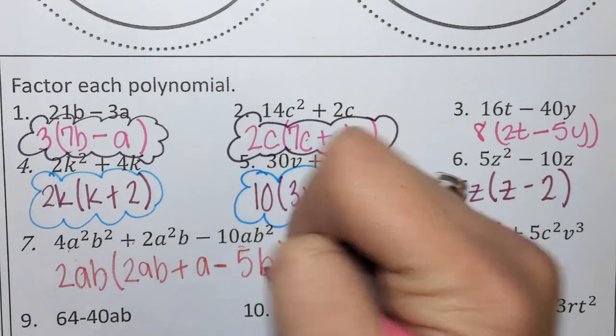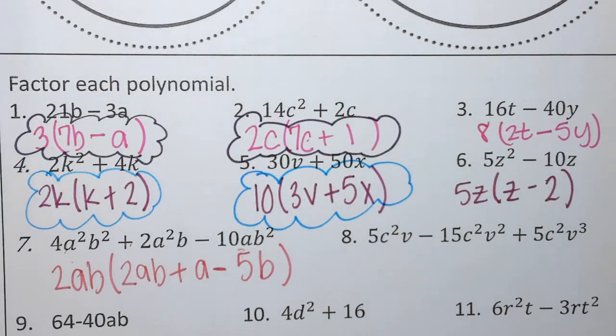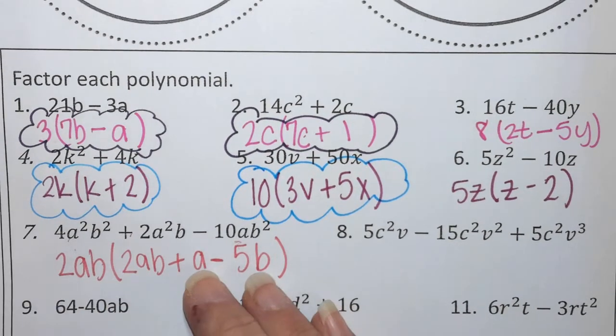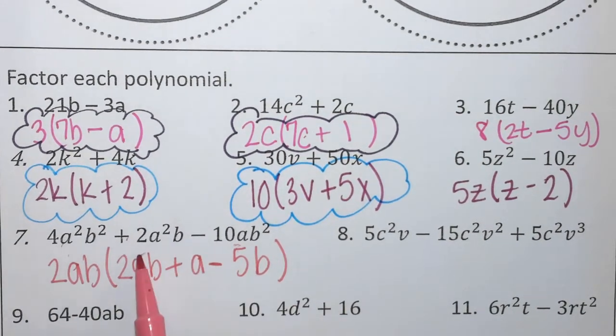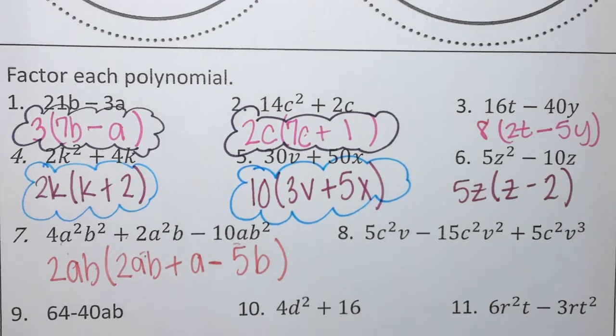5B. Why is it 5B? Because 1A minus 1A is no A. And 10 divided by 2 is 5. It's 5. Does anybody have any questions on that one? Okay, so now take what we did here and do the same thing for number 8.